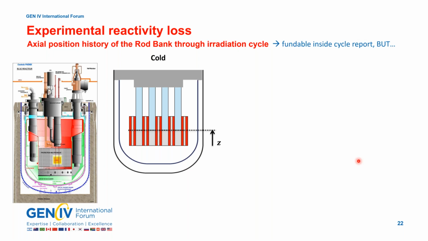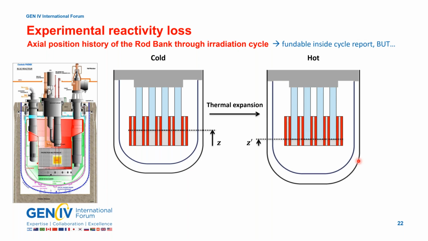So we have them, but the axial positions inside those reports are the ones in the operator room, which were printed in the operator room, at an equivalent cold state. But as the Phenix reactor is a power reactor, you have thermal expansion. So all the different sizes will increase, and the result of all this thermal expansion is that the control rods are slightly inserted inside the reactor. So in the cycle report, you will have this axial position, but in reality, during irradiation, the axial position would be in this position.